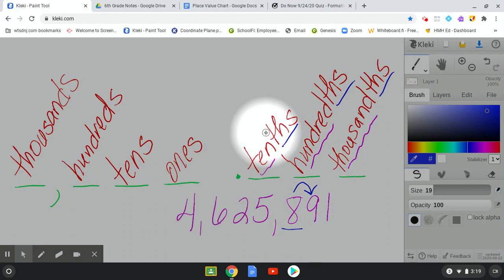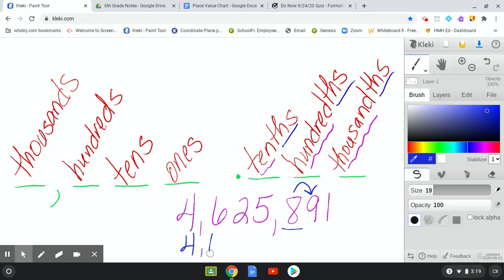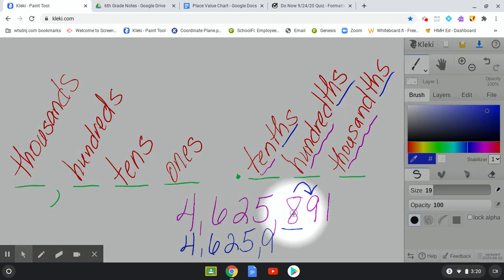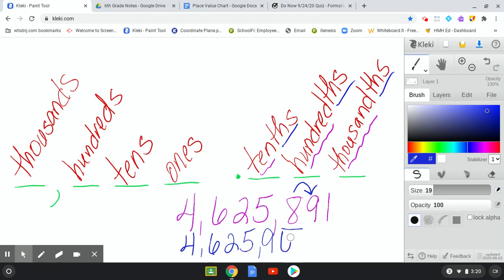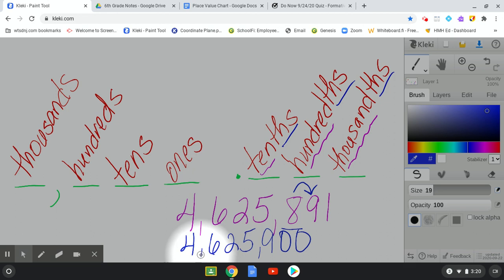So the 4 stays, the 6 stays, the 2 stays, the 5 stays. The 8 now becomes a 9 because this 9 told me this had to go up 1. And then everything to the right of what I underline becomes a 0. So those last 2 digits become zeros. So my answer was rounded to 4,625,900. So remember, every time you see a comma, that's where you say the place value word.